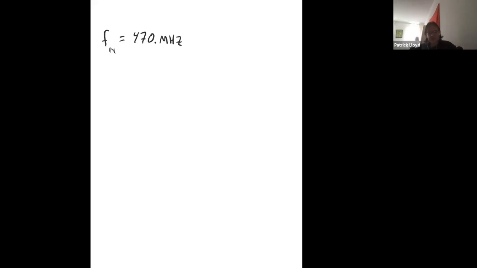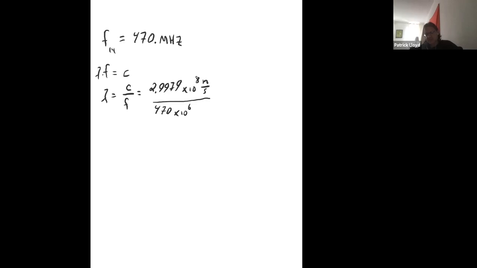So here is our frequency. We want to find the wavelength. Okay, so I'm going to write lambda times f is equal to the speed of light. We want to find the wavelength, so we just divide both sides by f. So that would be 2.9979 times 10 to the 8th meters per second, divided by our frequency, which is 470. What's mega? 10 to the 6th.